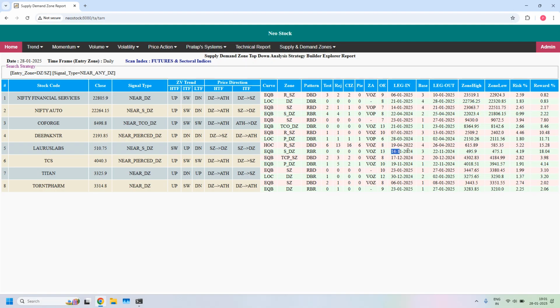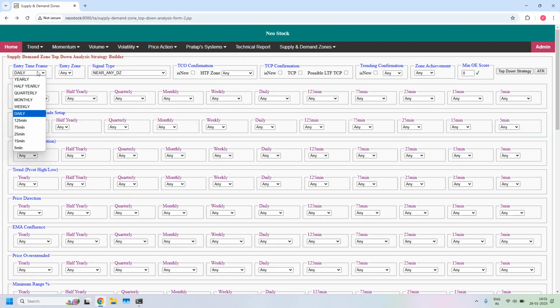But it is 14/11/2024. Okay, 14/11, fine. So data is available. For 2023 we won't get 5 minutes data in TradingView. Okay, next, daily time frame.